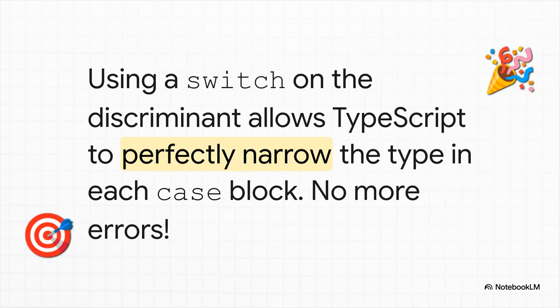And here it is, the beautiful payoff. When we use a switch statement on that shape.kind property, TypeScript understands everything perfectly. Inside the circle case, it knows that shape must be of type Circle, and it gives us full, safe access to the radius property with zero errors. The code is clean, it's safe, and it's self-documenting. No more guessing and no more using that exclamation point to tell TypeScript, trust me.